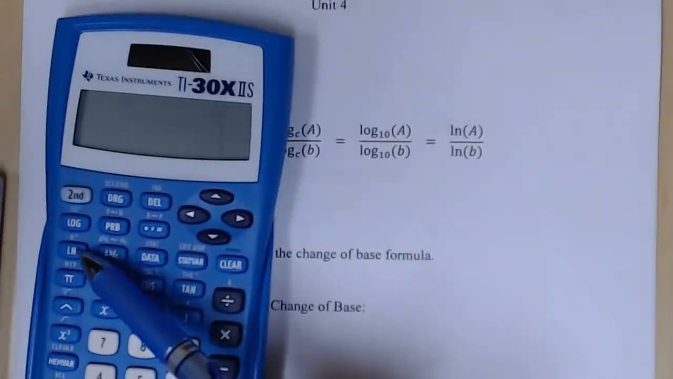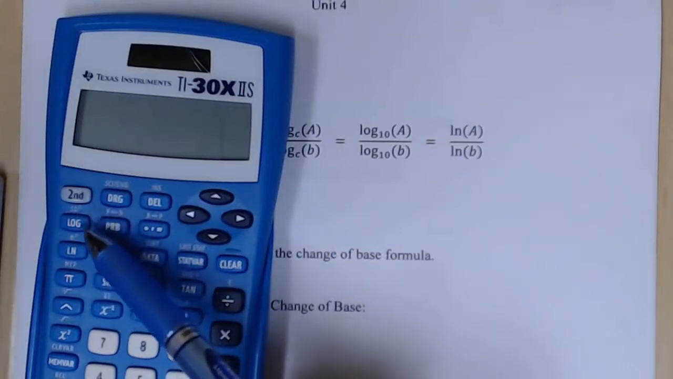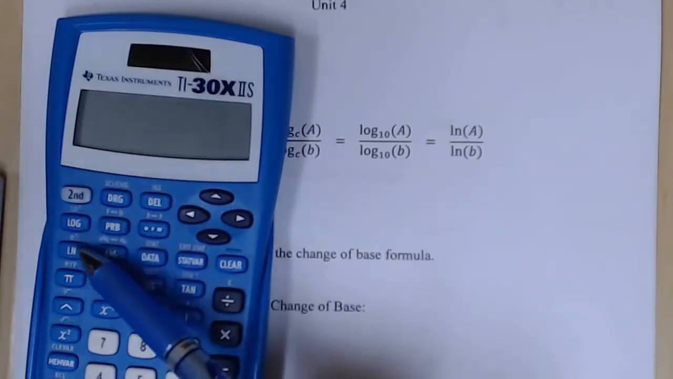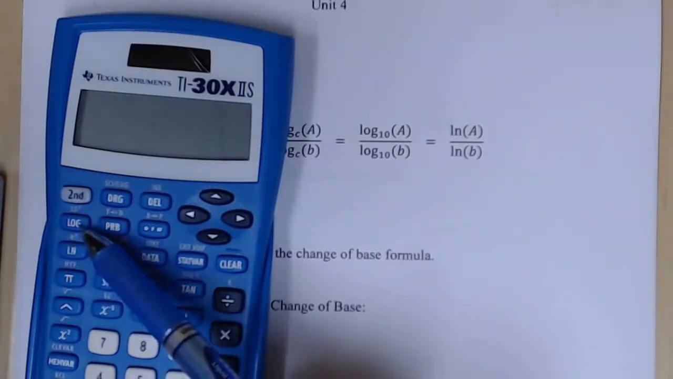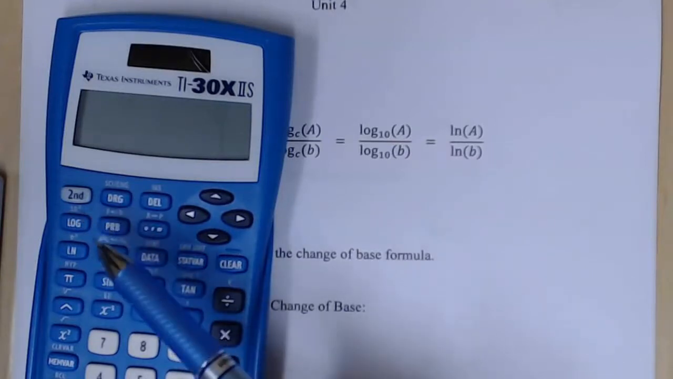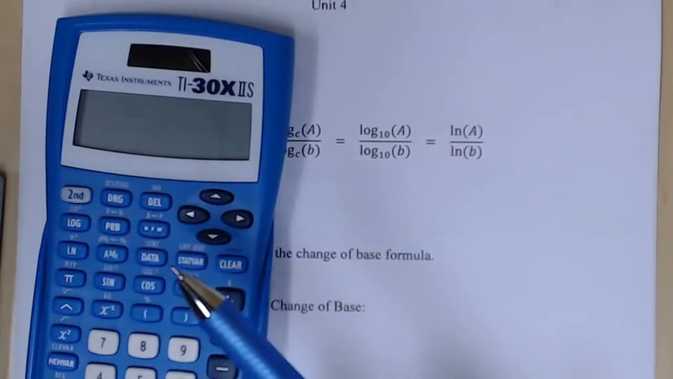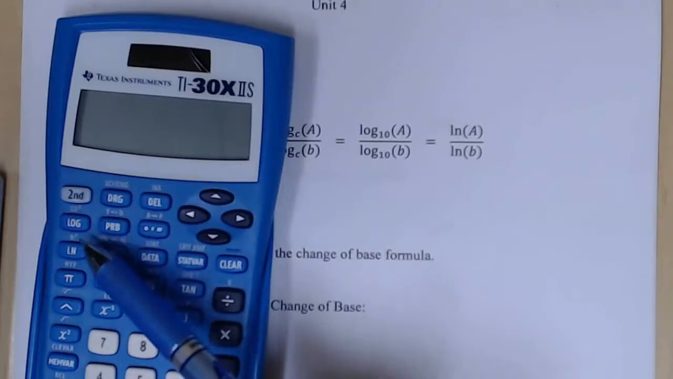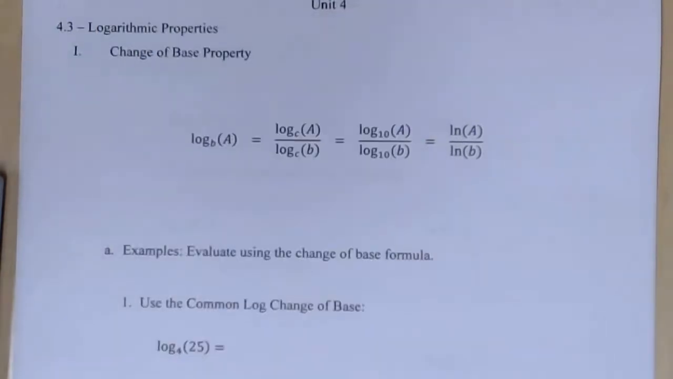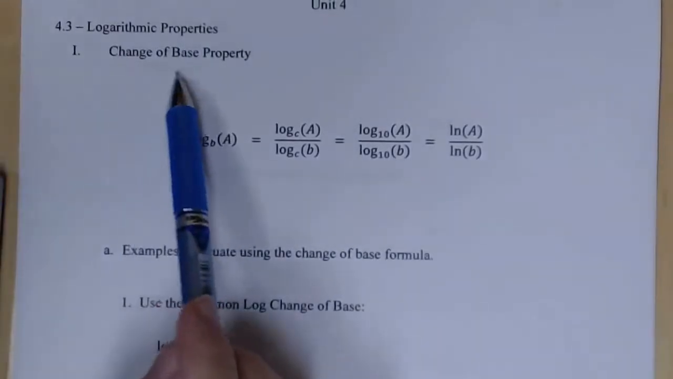You have 2 different buttons. You have this ln button and you have a log button. Both of these buttons work really well with logarithms. The ln button only does base e, and your log button will only do base 10. So we need to figure out how we can work with things of other bases, because e's and 10s are not the only ones we will work with. So that brings us to our first property.